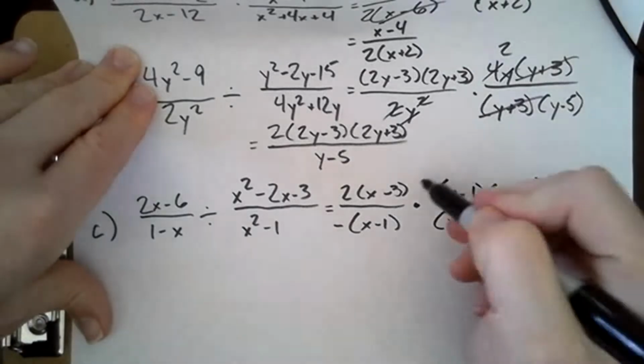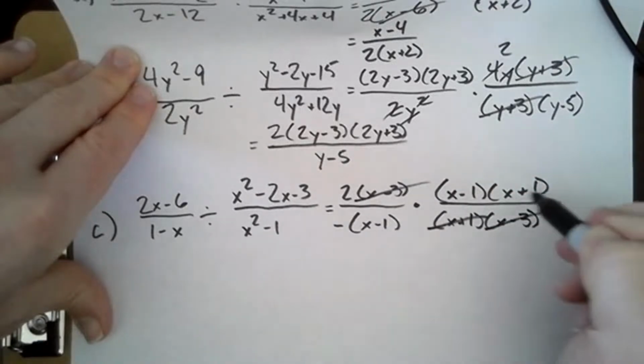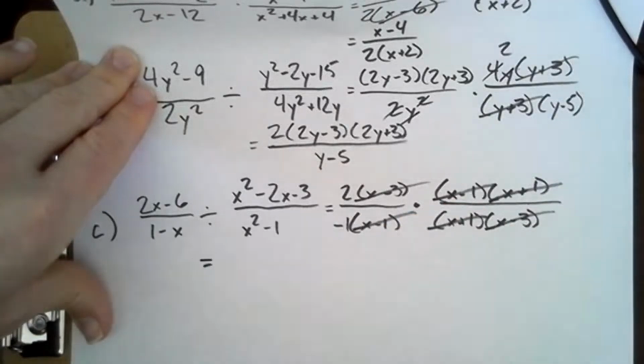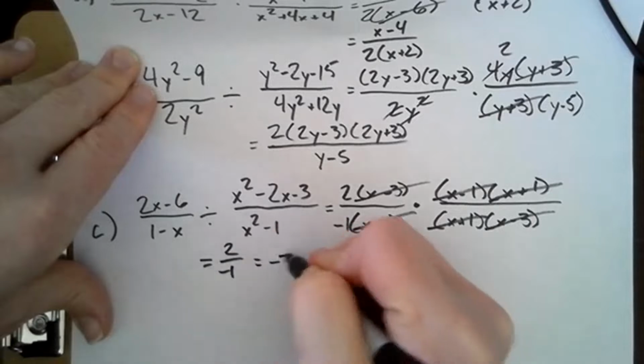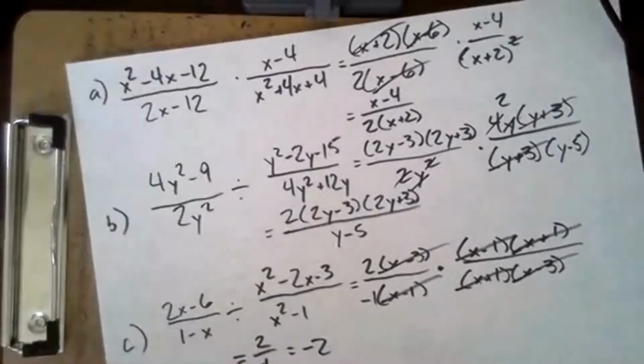All right, I cancel where I can. We're left with 2 over negative 1, which is negative 2. Next up.